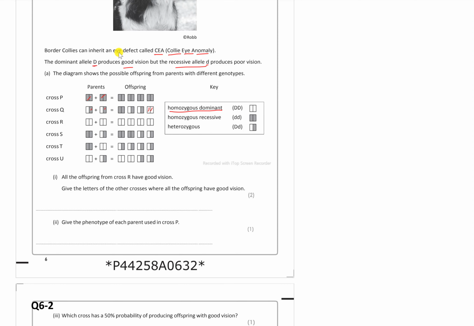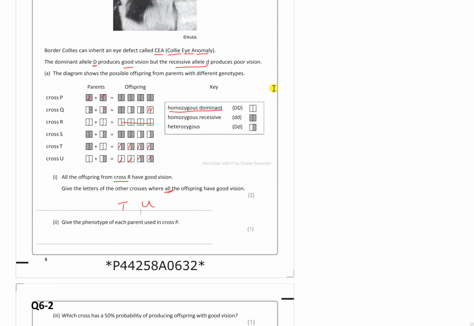All the offspring from cross R have good vision. Give the letters of other crosses where all offspring have good vision. So good vision, good vision, good vision, good vision, good vision. Basically, if you've got one white, you've got good vision. And so it's T and U. Okay.